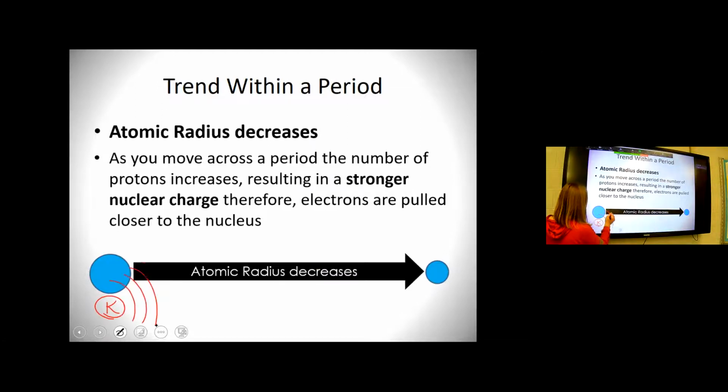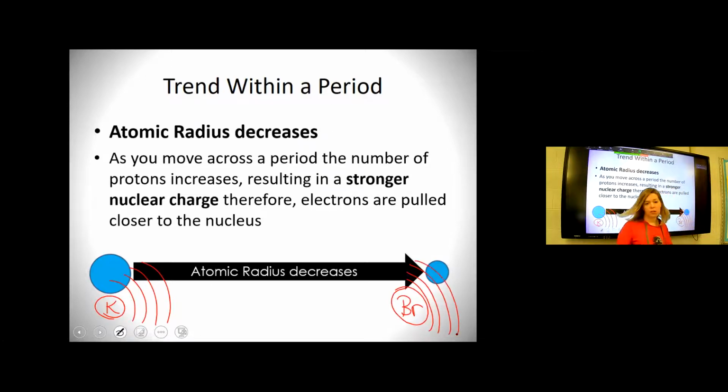1, 2, 3, 4. Bromine also has 4 electron shells, but its electron shells are closer together. And we know that the electron shells would be a full circle, but I'm just drawing a half circle to save space. So what happens in bromine is bromine has a stronger nucleus.